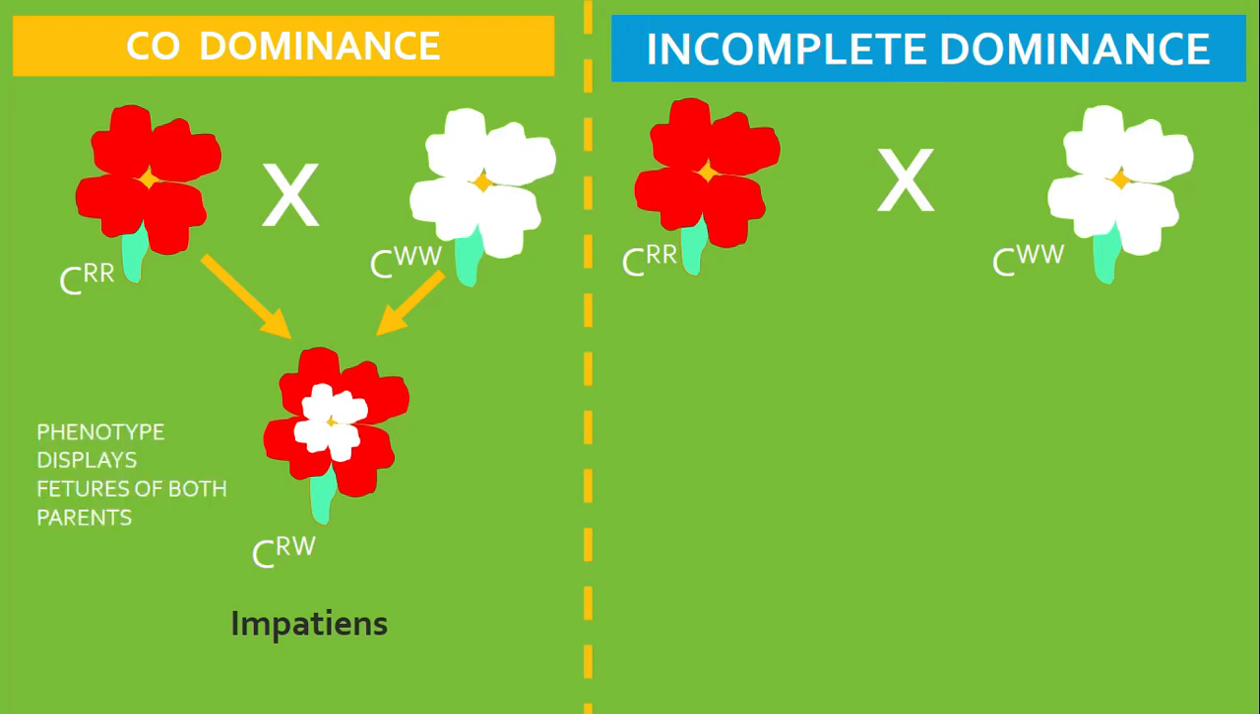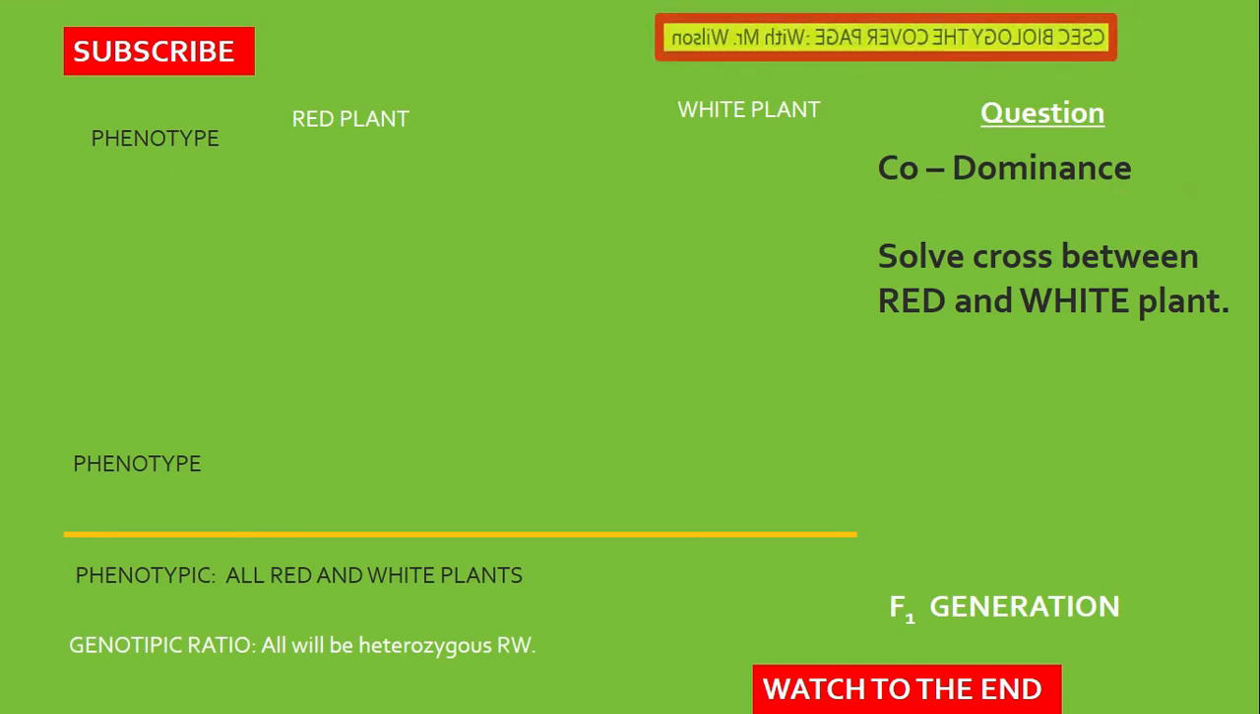Now when we look at incomplete dominance, a new phenotype is formed. So you're realizing here that we have a pink plant instead of a red and white plant, and they are both in the heterozygous form. So this is a nice comparison of codominance and of course incomplete dominance in impatiens plants. Let's go a little further in the lesson. So let's look at the cross. The cross is pretty similar.